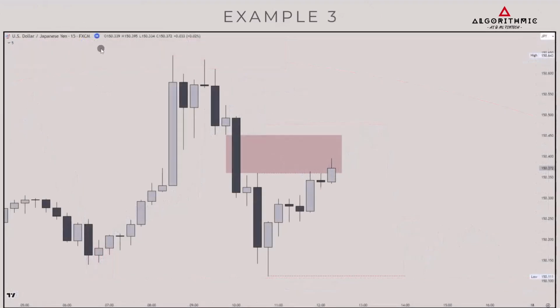So let's try another example, 15 minutes. See how we went from the weekly to the 4 hour, now we're going to the 15 minutes as the higher time frame. I just wanted to show you how fractal the market is. This works on all time frames.